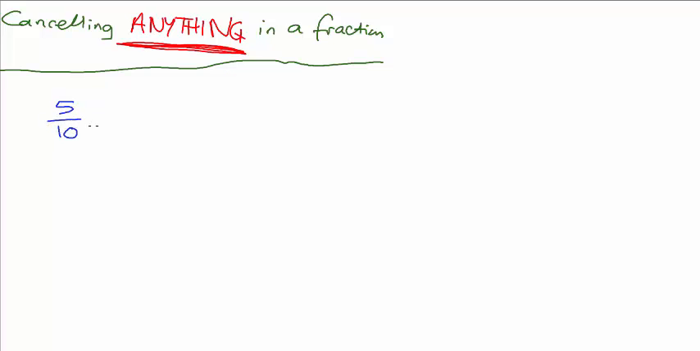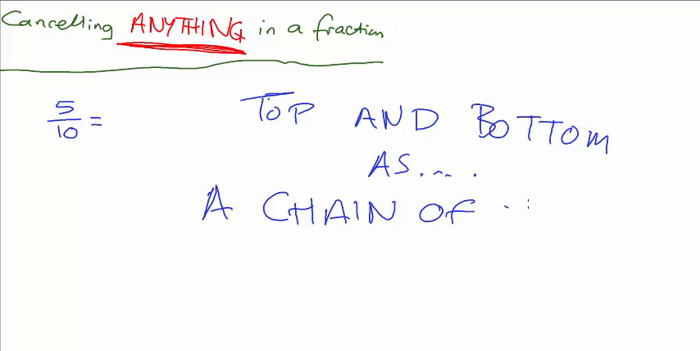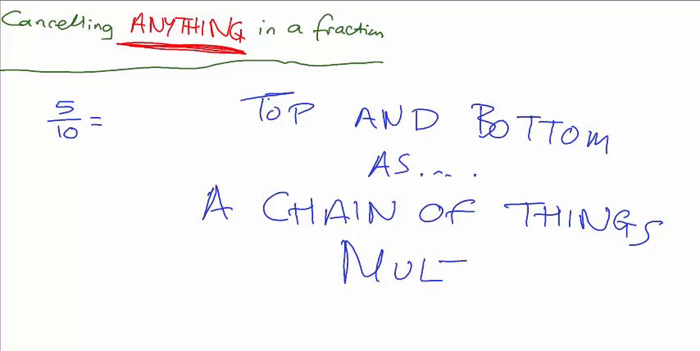5 over 10. Now, before you multiply, if you want to cancel anything from the top and bottom of anything, you have to write top and bottom as, drum roll, a chain of things multiplying.